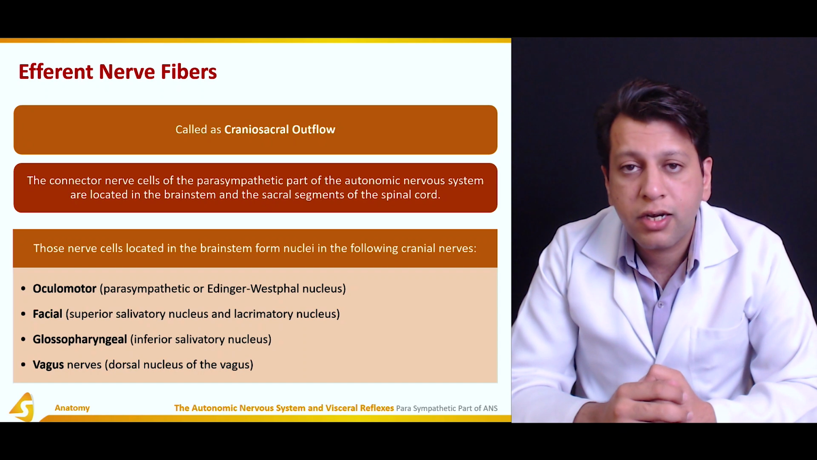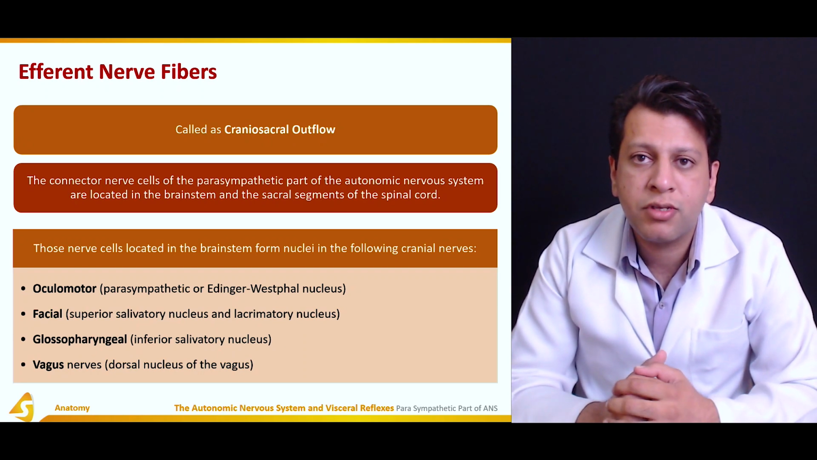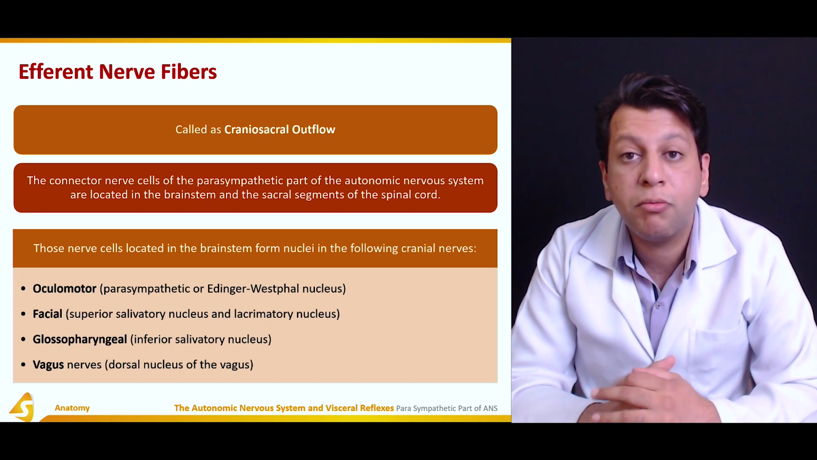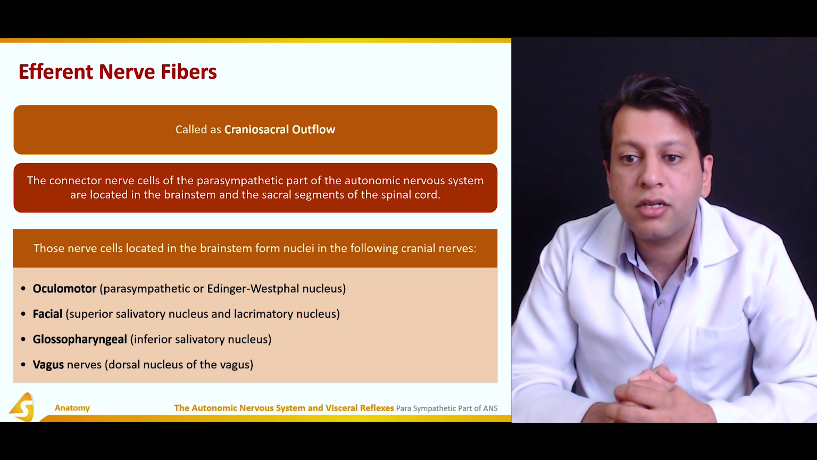As I just told you, it's called the craniosacral outflow, while the sympathetic part is mainly the thoracolumbar outflow. The connector nerve cells of the parasympathetic part of the autonomic nervous system are located in the brainstem and sacral segments of the spinal cord. Those nerve cells located in the brain form nuclei in the following cranial nerves.